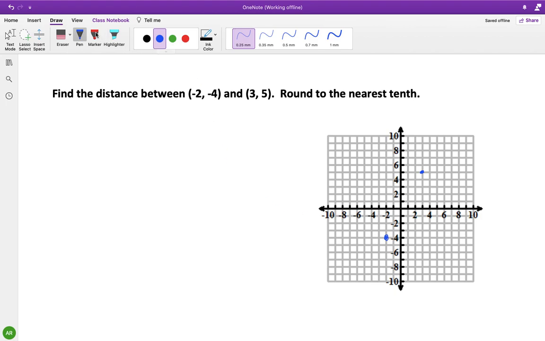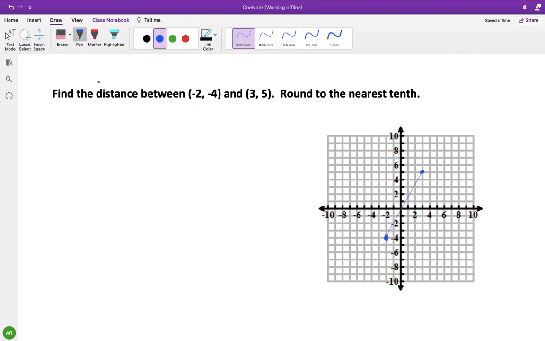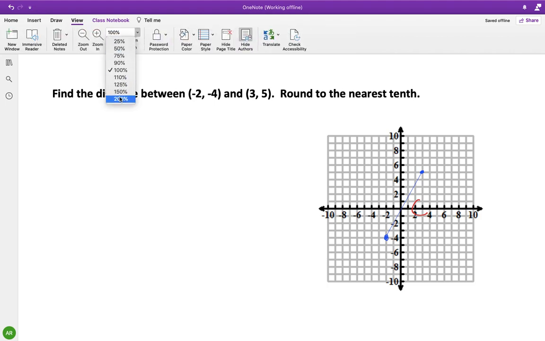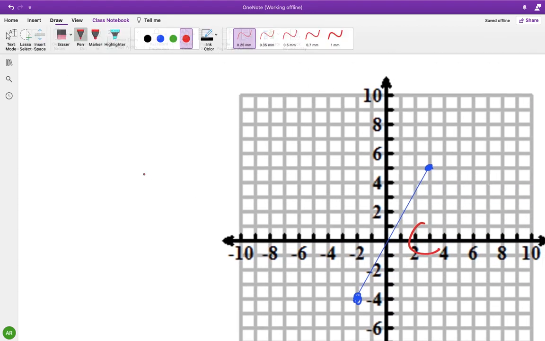Okay, now I'm going to connect those. I'm going to insert a line that connects the two of them. So here we go. Here's my line, and I'm going to call that c. All right, let's zoom in on that so we can do the rest of it with a little more precision. All right, there's my hypotenuse.